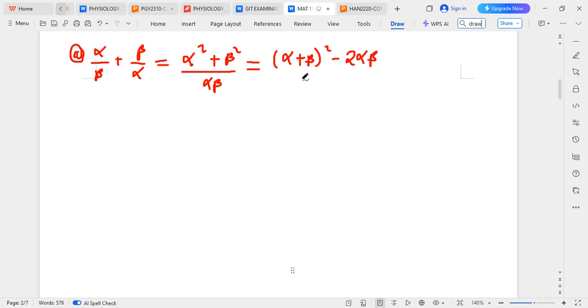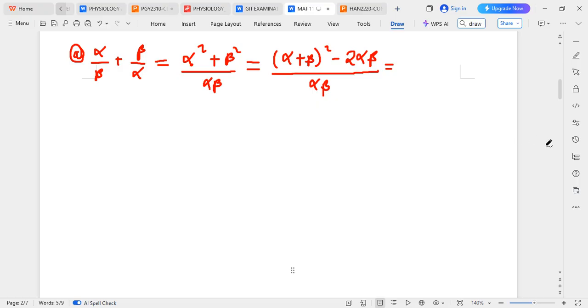This is if you know how to expand or to factorize. If you factorize alpha squared plus beta squared, you get alpha plus beta squared minus 2 alpha beta. And then in the denominator, we're going to have alpha beta. In case you don't know how it comes about, there are two things you can do. Either just know it, or you can watch my video on rules of a quadratic equation. Just type on YouTube, Cedis Academy rules of a quadratic, and it will come.